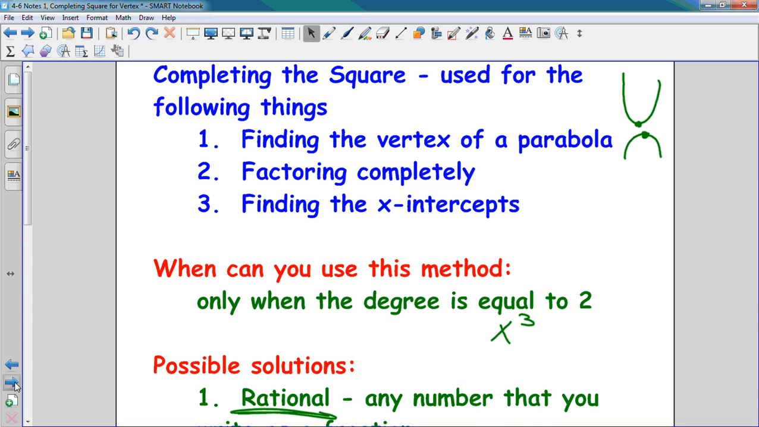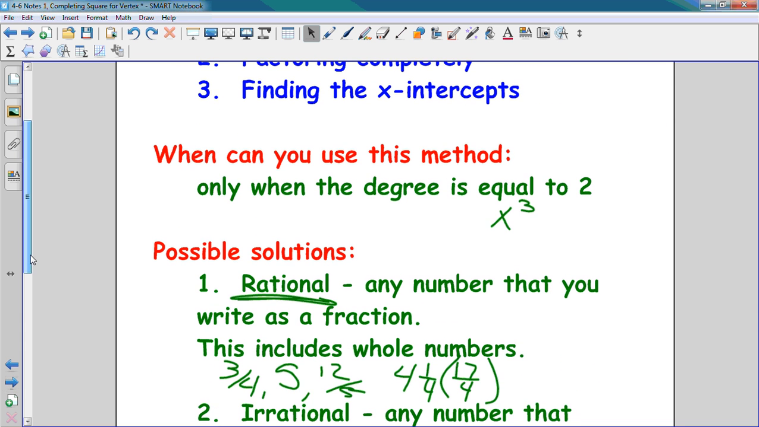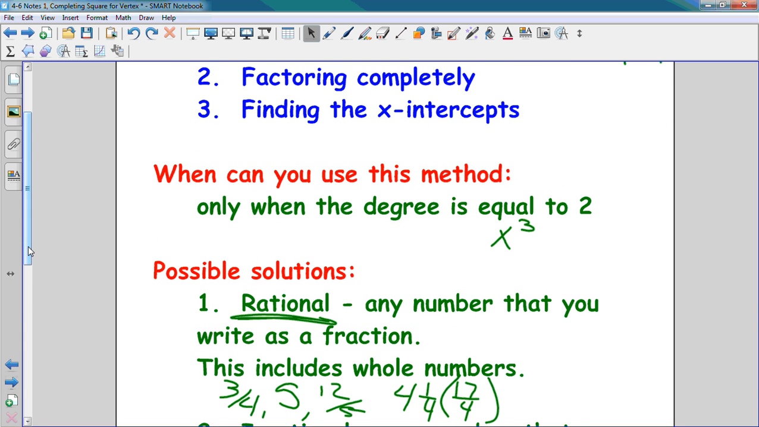Only when degree 2. Now, possible answers that you're going to get when you complete the square. You can have rational answers, and you can have irrational answers. Let's talk about the rational answers. Any number that you can write as a fraction, like 3/4, 12 over 5, or 4 1/4. Anything that you can write as a fraction is a rational answer.